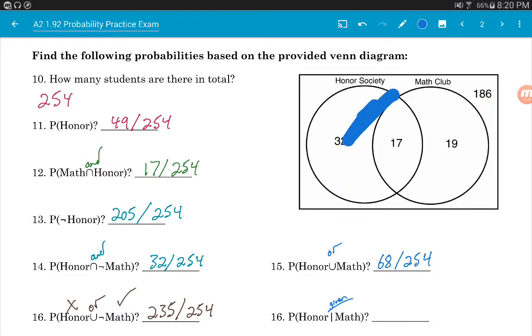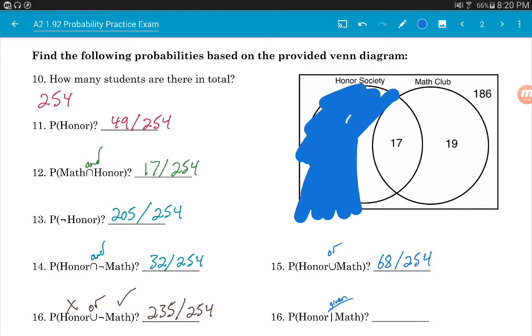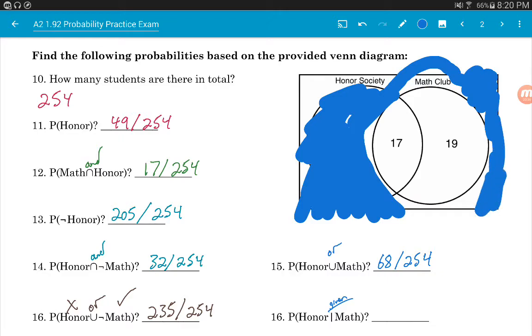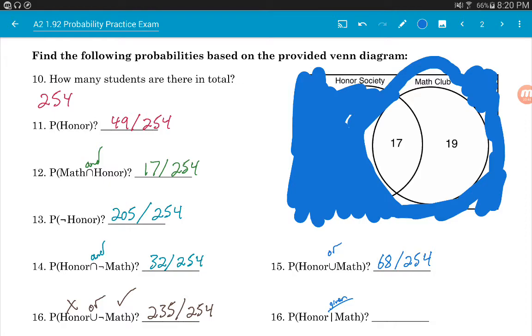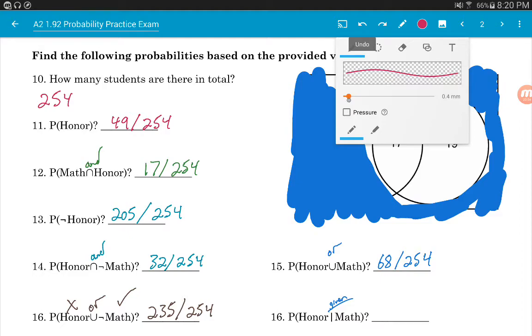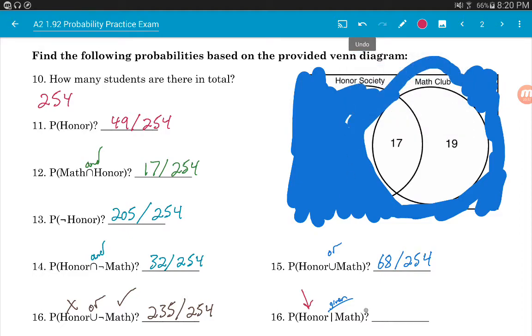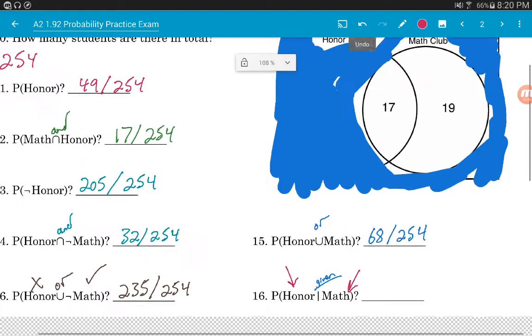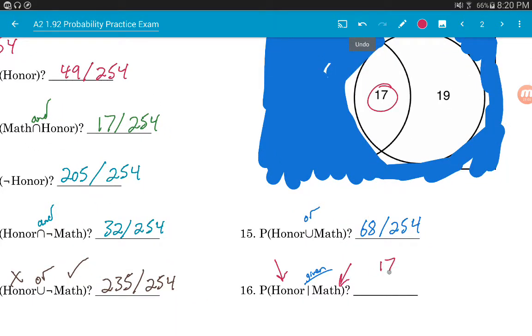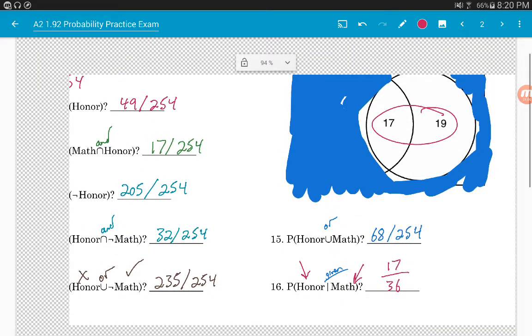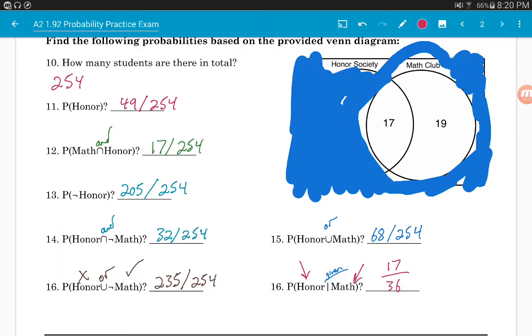And actually, maybe I want to leave the titles over here just so it's a little easier to read. Okay, so I'll leave that title as well. Not these guys, because we're only talking about math club. Everybody else is crossed out. So now we're in a math club meeting. We're in a room, and it's only us and the math club people. So what is the probability that they are in honor society? Okay, what's the probability that they're in honor society given they're in math club? So how many are in honor society? 17. Out of how many total? 36. And that's the way you do it given within a Venn diagram.